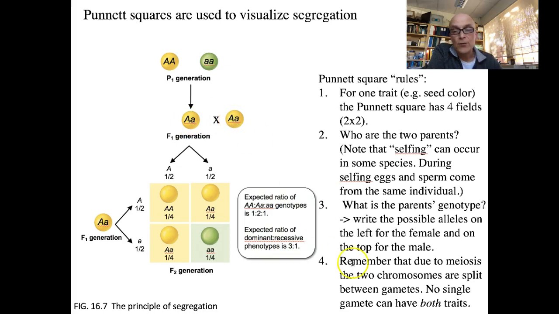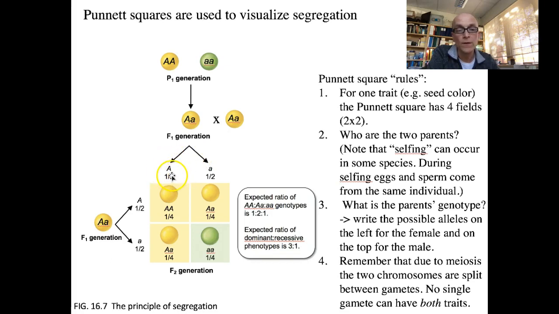But remember that due to meiosis, the two chromosomes are split between gametes. So you do not have a big A and a little a in the same gamete, because they were split during meiosis, right? Remember how they were in anaphase, put into two different cells. And so therefore, this genotype would be producing gametes that either have the big A or the little a, and the chance is 50-50.